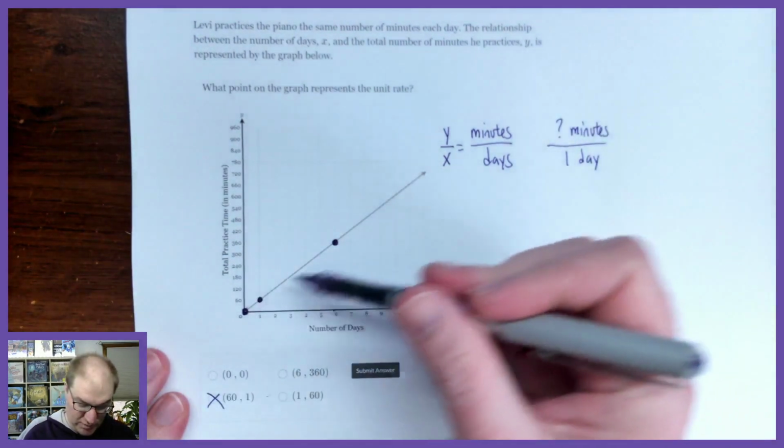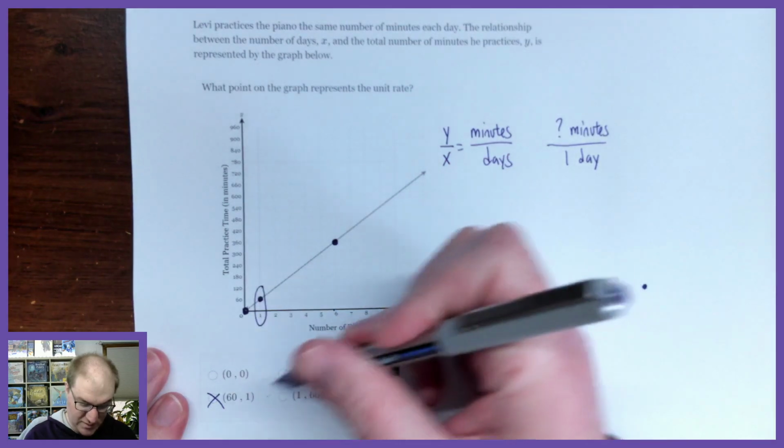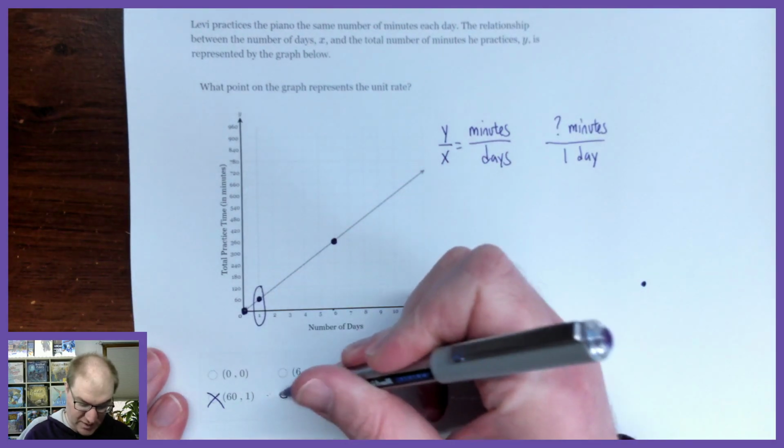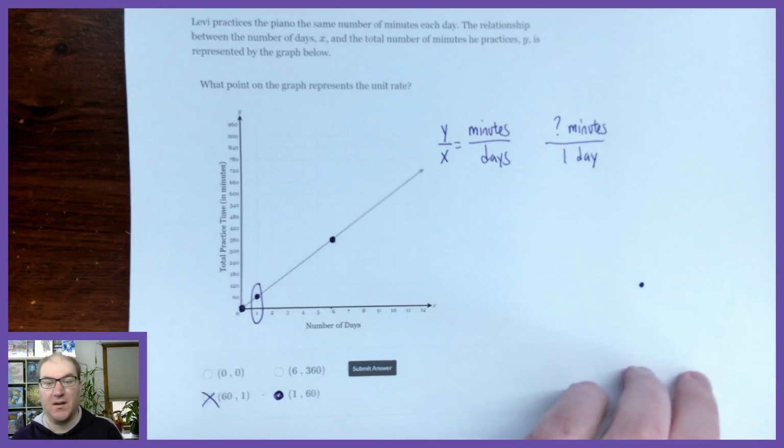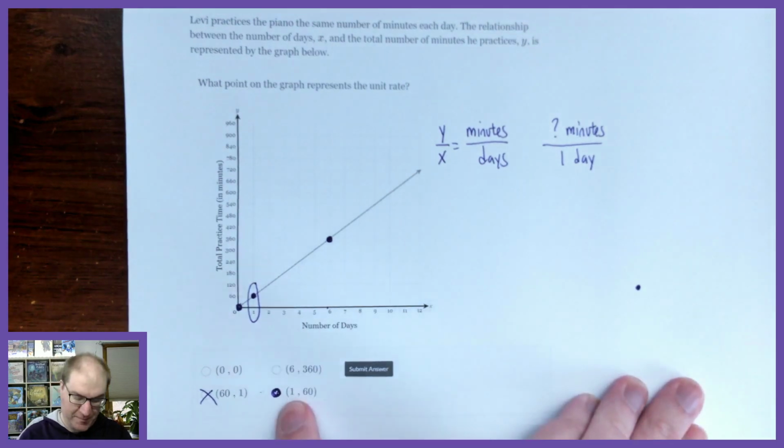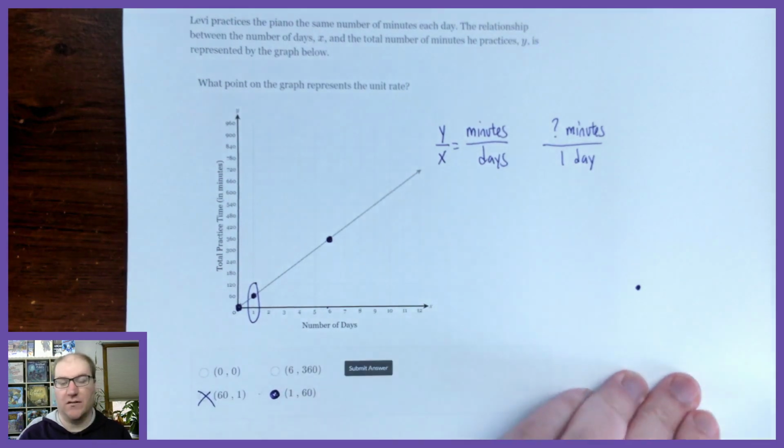So which one of these points shows 1 day? This one does here. (1, 60) right here. That's the answer to this one. So if they're asking about unit rate, it's always the one with the X coordinate of 1.